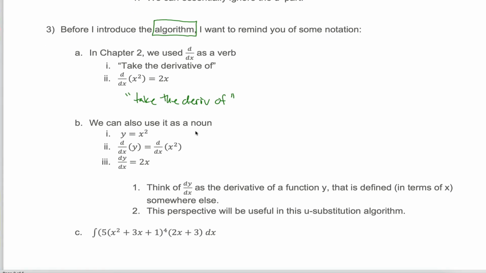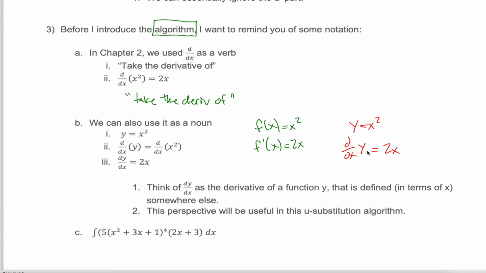But we can also use it as a noun. We haven't done this in this class, but it's pretty common. If somebody gives you a function, instead of saying f of x equals x squared, in which case you can say f prime of x equals 2x, another way you can convey that exact same information is you could say y equals x squared. To talk about the derivative here, some people might write y prime equals 2x, and that's totally fine, but what some people do is they say the derivative of y is equal to 2x.